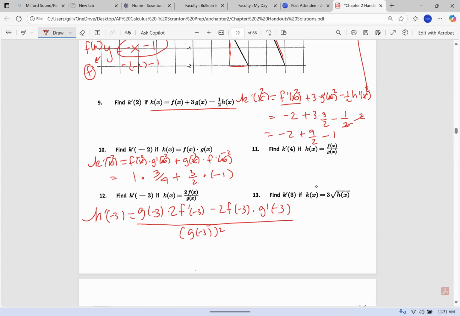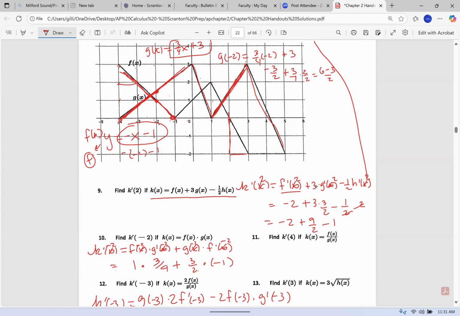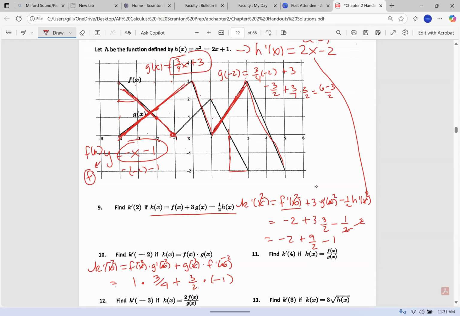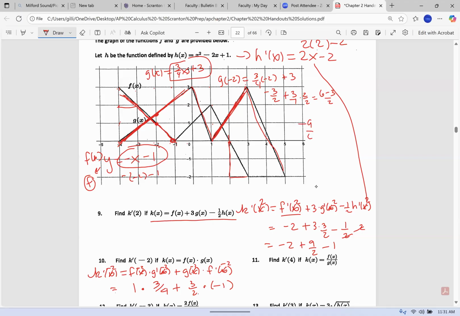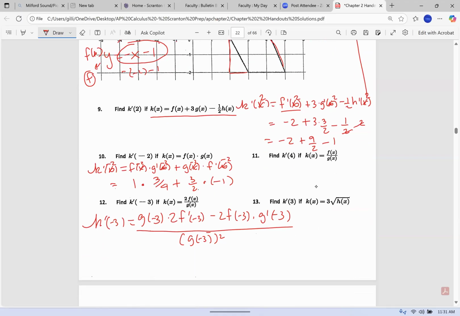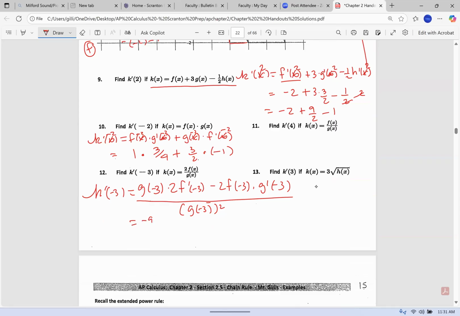All right, let's do this. What's g at negative 3? g at negative 3 is here. Here's g. I got the formula for g. So I'm just going to replace x with negative 3. That's negative 9/4 plus 3. So g at negative 3 is negative 9/4 plus 3. 12 minus 9, so that would give me 3/4.